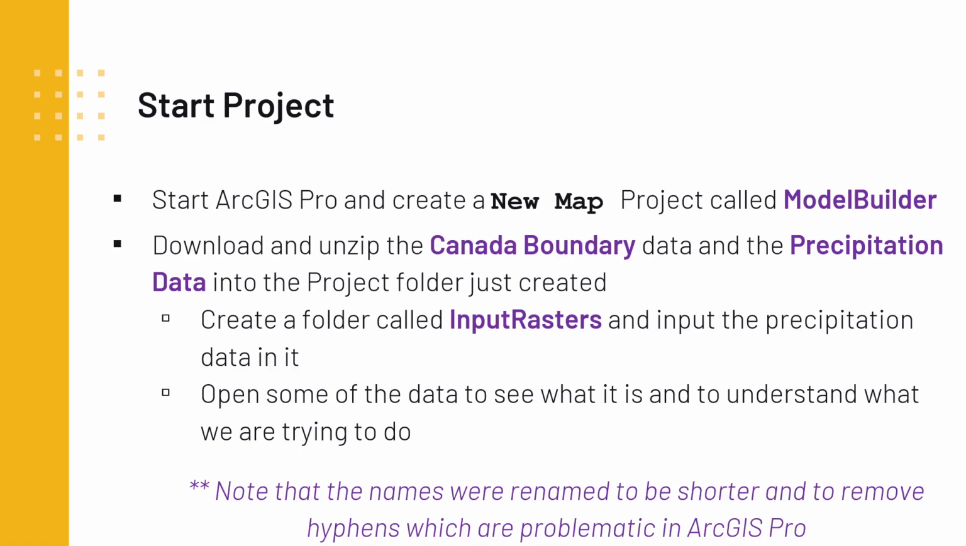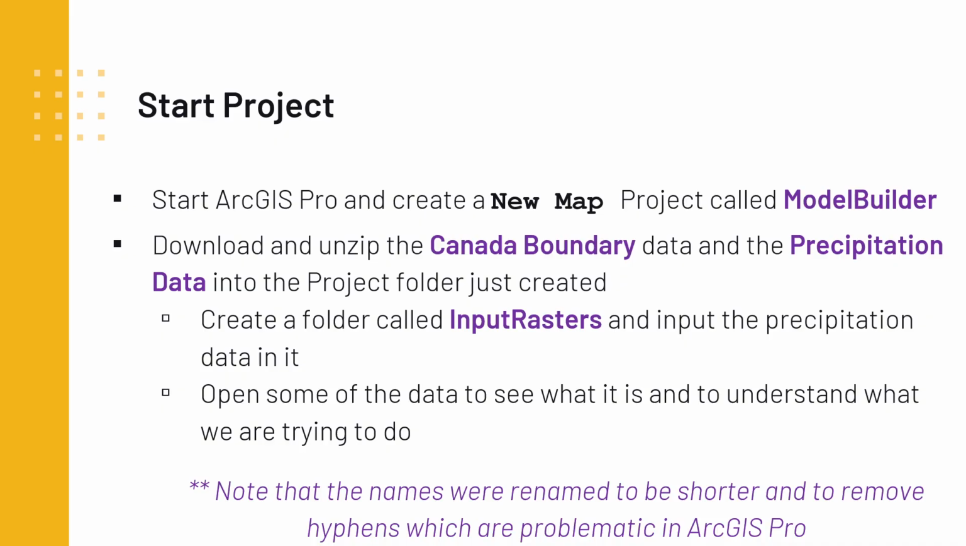I'd like you to create a folder inside of that project folder and call it input rasters. And then I'd like you to make sure that all of the precipitation data is in there. I'd also like you to open one or two of the raster data sets, as well as the Canadian boundary once it's been unzipped, so you can take a look and understand what the data looks like and what sort of data we're working with.